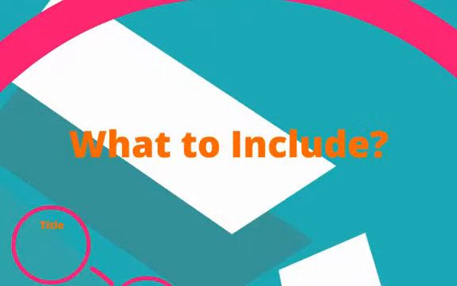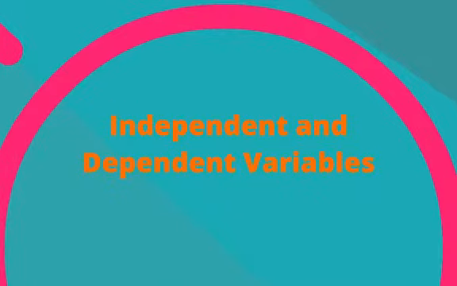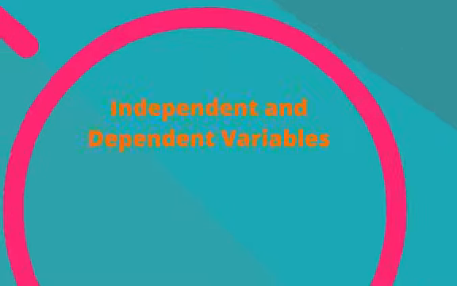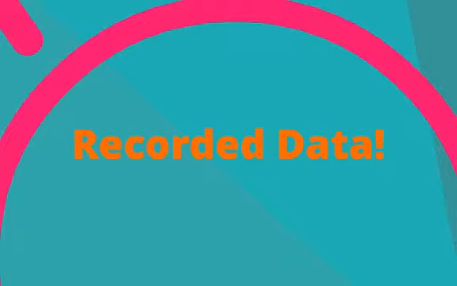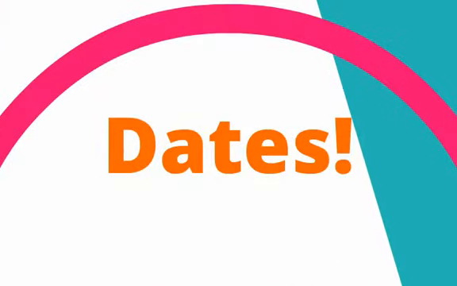So, what should you include in your charts? The first thing to include is a title. Make sure that this title accurately represents the data chart. The judges should know what they are about to look at just by reading the title. Next, include your independent variables and dependent variables. Of course, you also want to include all of the data you recorded throughout your experiment. And don't forget to include any necessary dates.